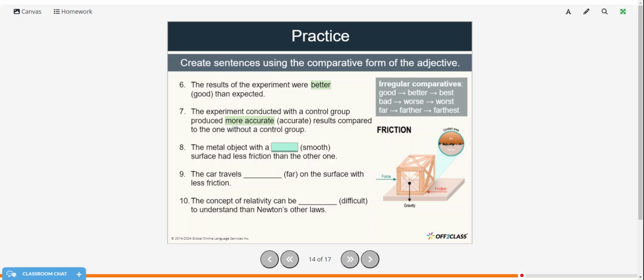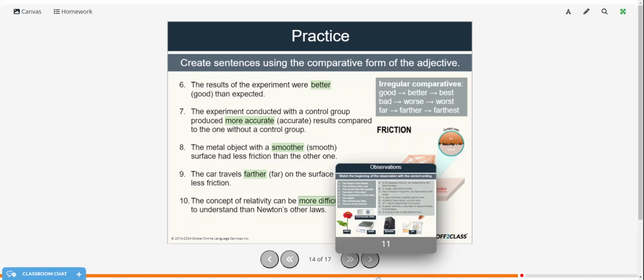The metal object with a smoother surface had less friction than the other one. The car travels farther on the surface with less friction. And the concept of relativity can be more difficult to understand than Newton's other laws.